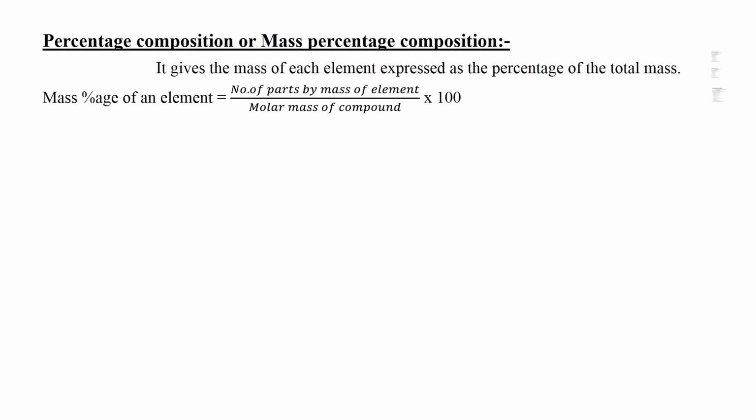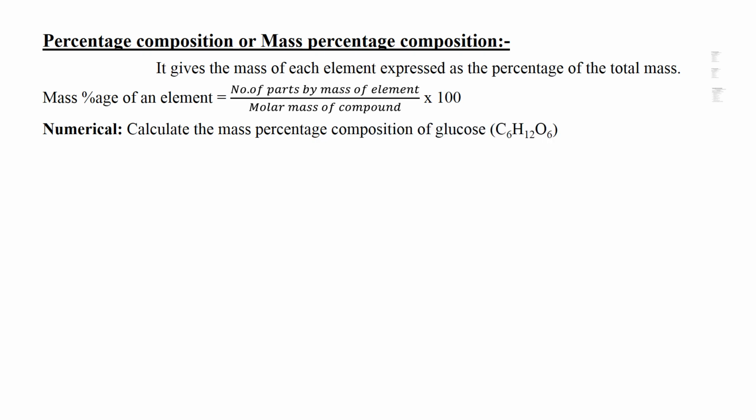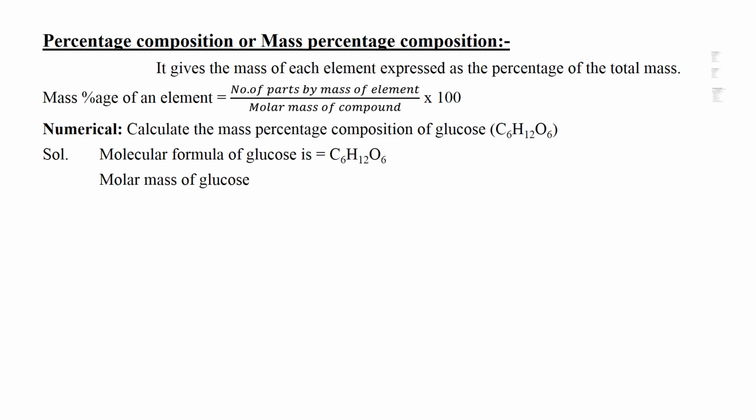Let's understand this concept by doing a numerical problem. Calculate the mass percentage composition of glucose. The molecular formula of glucose is C6H12O6. From here we can calculate the molecular mass of glucose, which comes out to be 6 into 12 plus 12 into 1 plus 6 into 16, which is equal to 180.